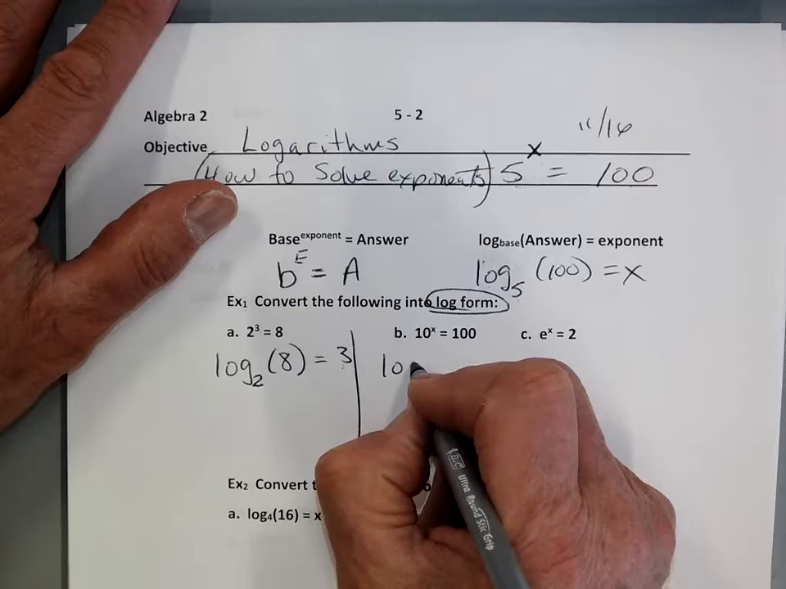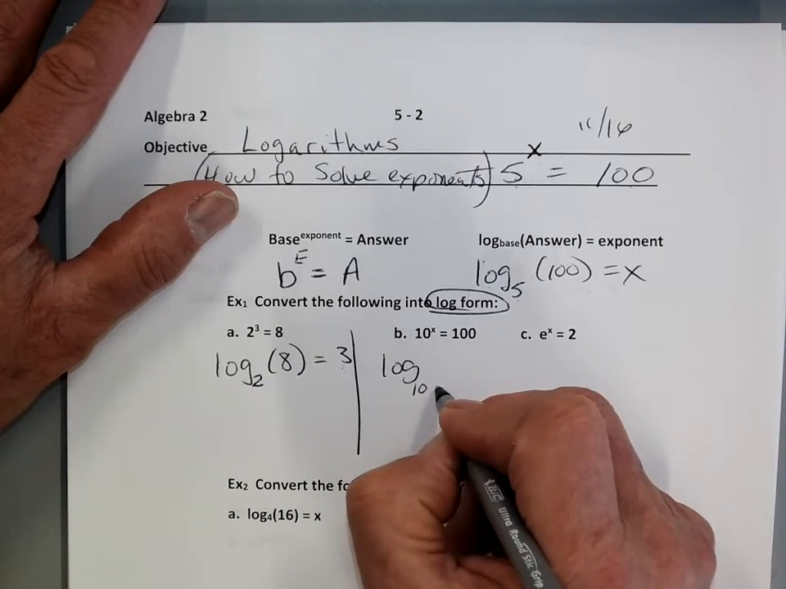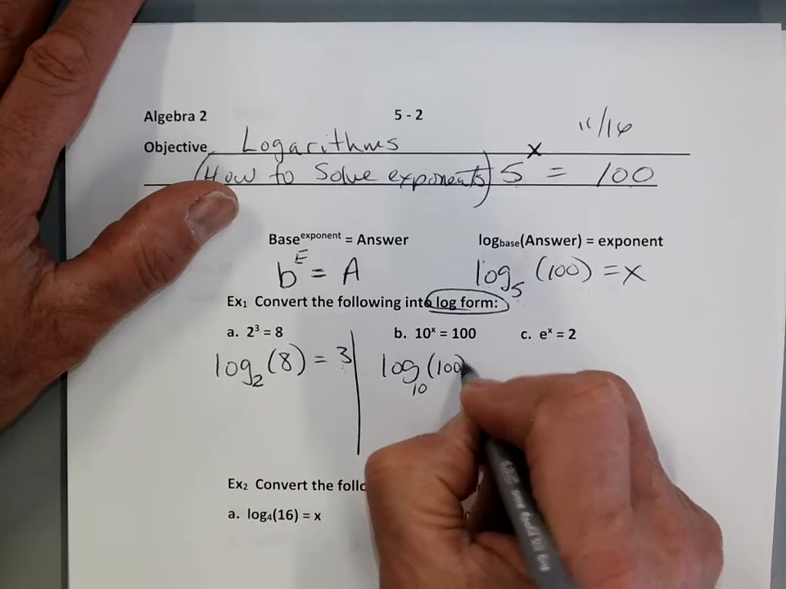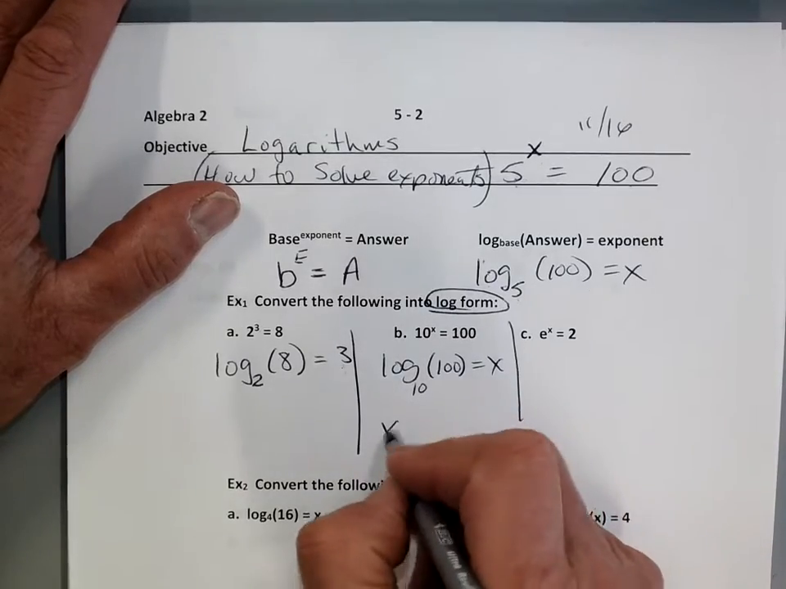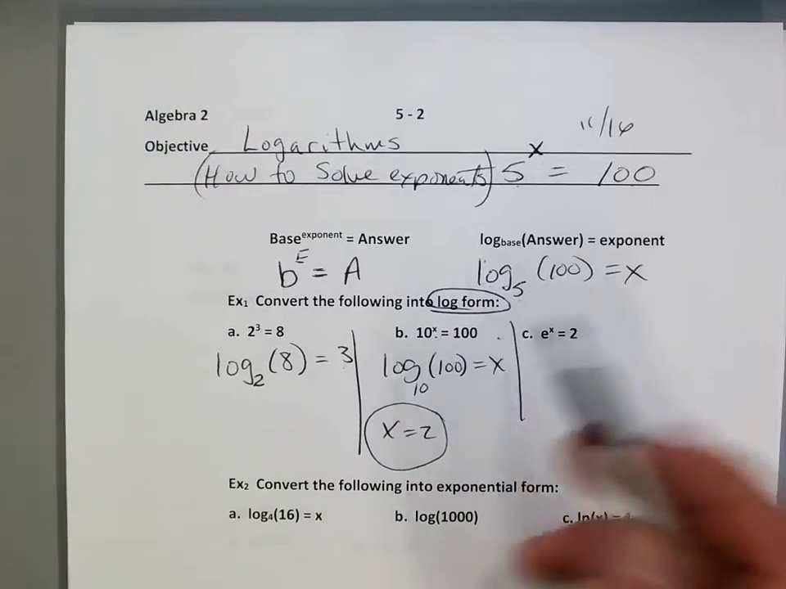B will do the same thing. I'm going to go log of base 10, that's my base, 10, of 100 equals x. And in this case, we know x has to equal 2, because 10 squared is 100.